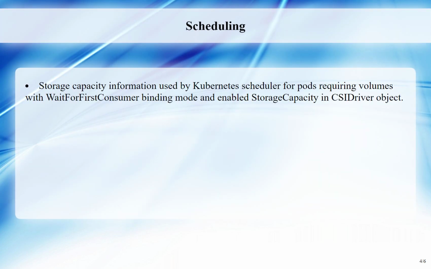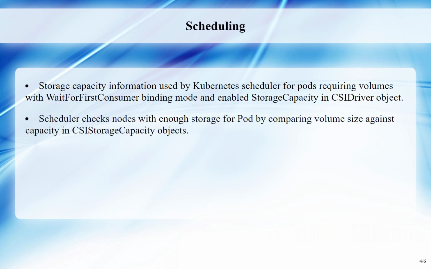Storage capacity information is utilized by the Kubernetes scheduler in certain scenarios. This includes when a pod requires a volume that has not been established yet. The volume is linked to a CSI driver with WaitForFirstConsumer volume binding mode, and the relevant CSIDriver object has storageCapacity set to true. In such cases, the scheduler only looks at nodes with sufficient storage capacity for the pod. The comparison is straightforward, considering the volume size against the capacity specified in CSIStorageCapacity objects associated with the node's topology.